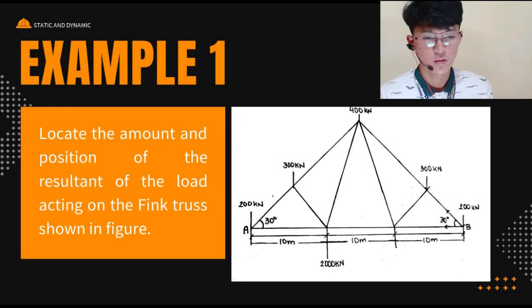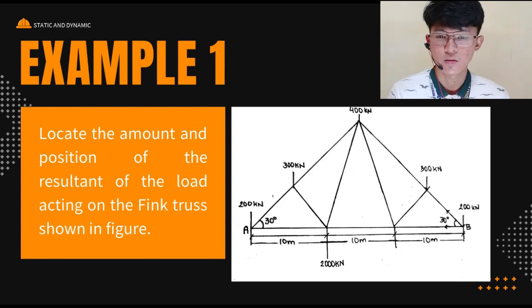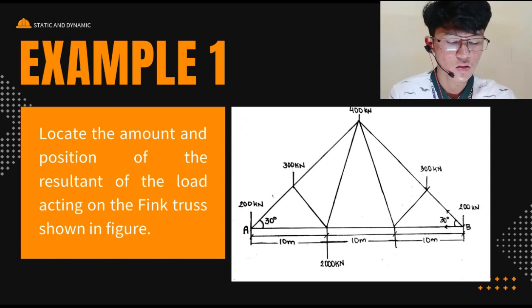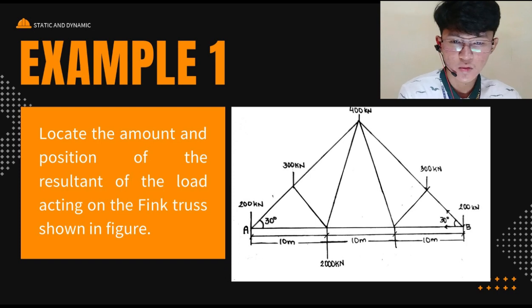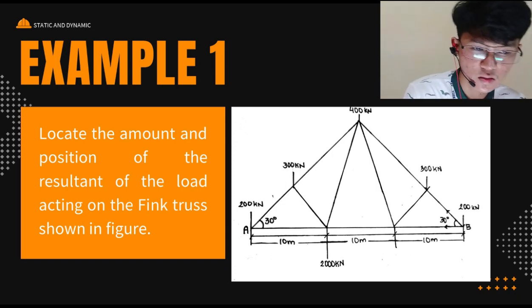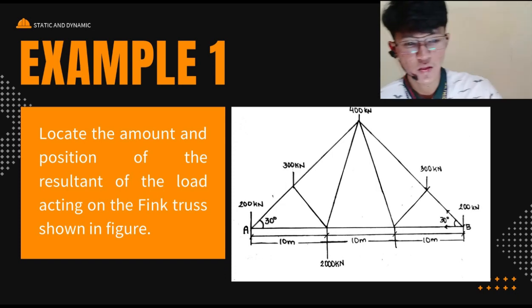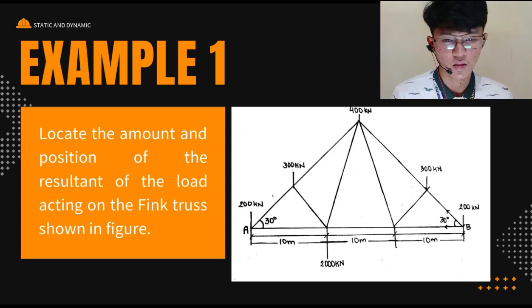So, next problem na tayo. And this is example 1. Locate the amount and position of the resultant of the load acting on the pink truss shown in figure. So, this is our figure po. Makita po natin, meron tayong force downward na 200 kN, 300 kN, 400, 300, 200, and 2,000 kN. And then may dimension sa baba na 10 meters.